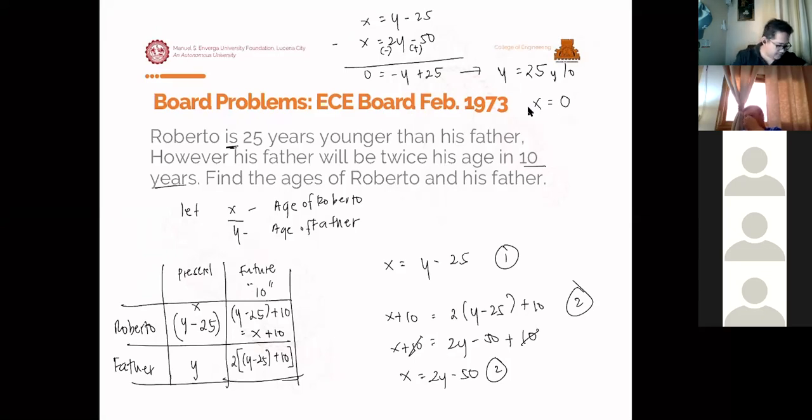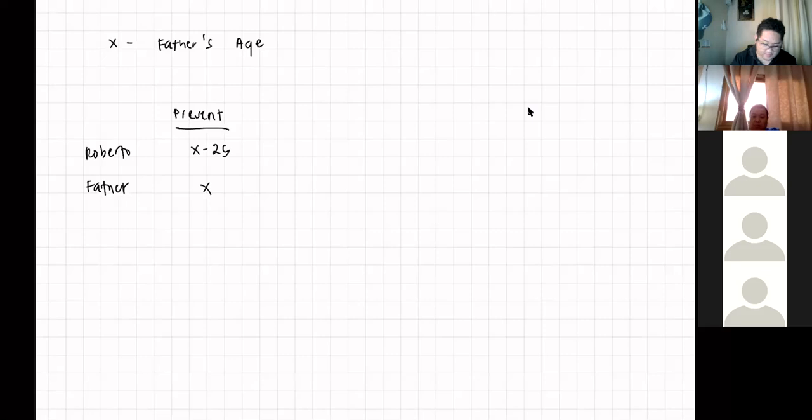Pagawin nga natin to. I-try ko ng isang solution to. Try natin, x is yung father's age. Okay? So sa present, ang sabi dun sa problem, Roberto is 25 years younger than his father. So kung si Roberto to, ito yung father. Sa present, yung father niya x. So siya ay x minus 25.